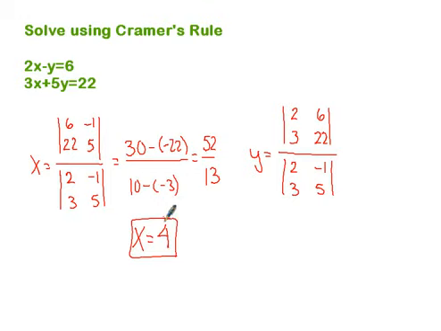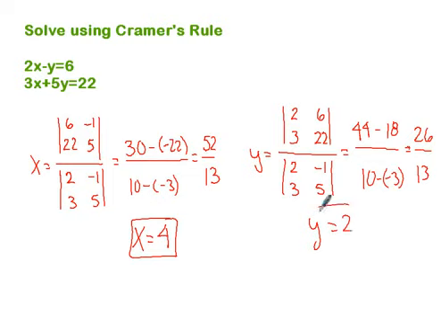And for the y values, 2 times 22 is 44 minus 18 over 10 minus negative 3. So 44 minus 18 is 26, and that's going to be plus, so it's going to be 13. My y value is equal to 2. And you would write that as an ordered pair, 4, 2. All right. And you could have used any of the methods for either of these. They're all interchangeable, but some are just easier than others.